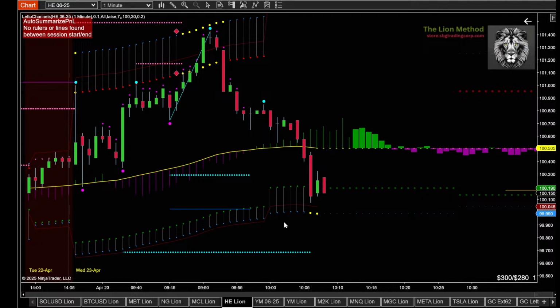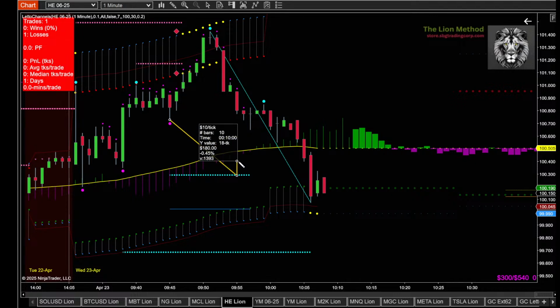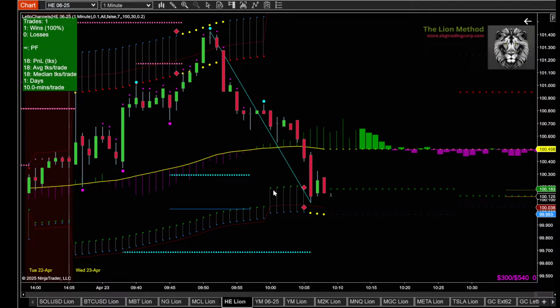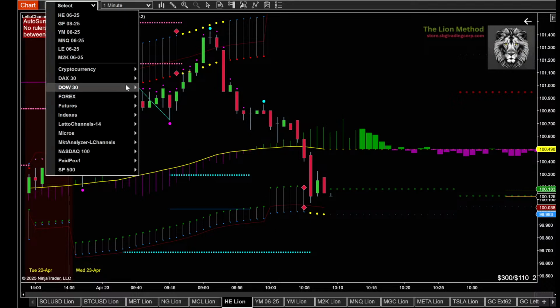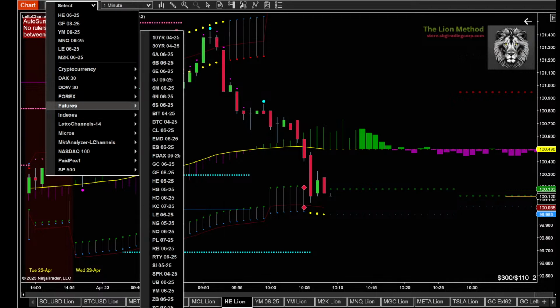Why my thing isn't working, but there we go. Target was right here, $180 move in the live hogs. Could have, would have. That was one. If you're watching it, that was one. Let's switch over and have a look at some grains.